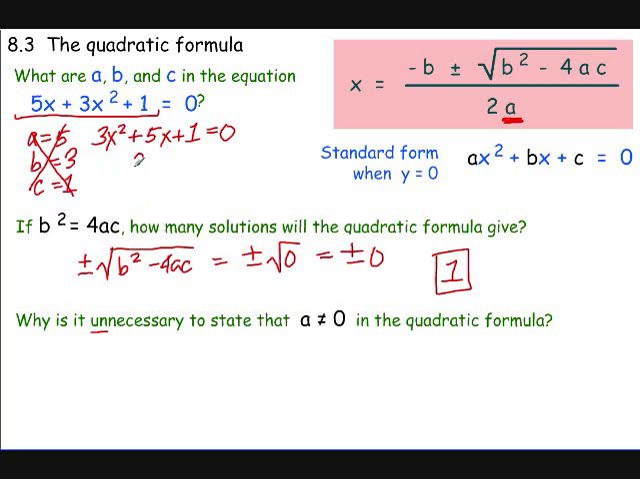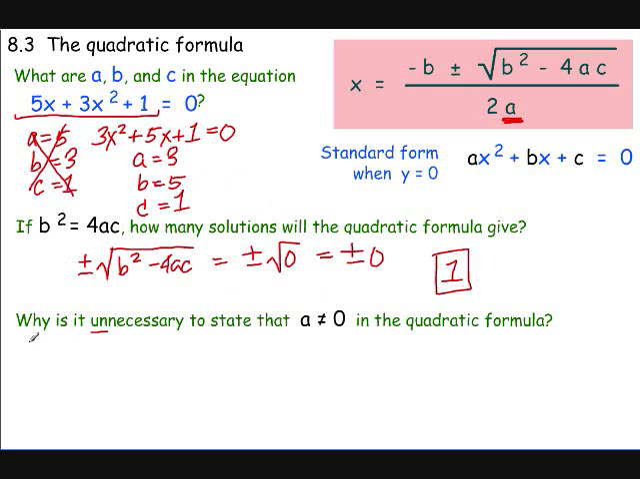So my A is 3. My B is 5. And my C is 1. Okay, did I redeem myself? Wow, that was a close call. I didn't even notice that my squared term wasn't the first one. That makes a huge difference.